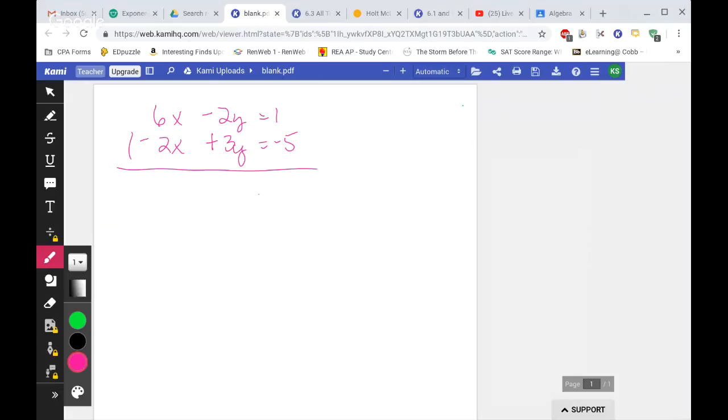So what I'm going to do is multiply this second equation, the whole thing, because I can't multiply just one thing. I have to multiply the whole thing by 3. Remember, we did some of this in an earlier chapter, because it doesn't change the equation, just changes the look of it. It doesn't change the value of it, though. So 3 times negative 2 is negative 6x. 3 times 3y is 9y. And 3 times negative 5 is negative 15.